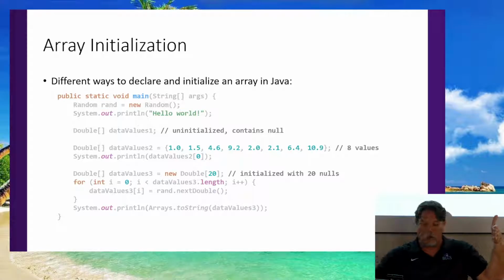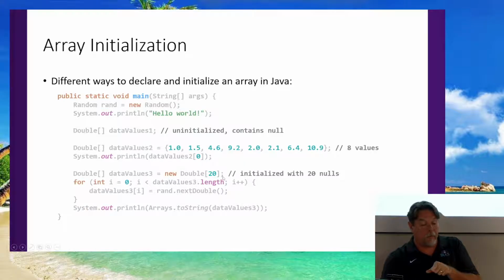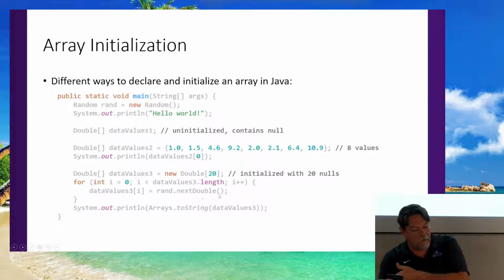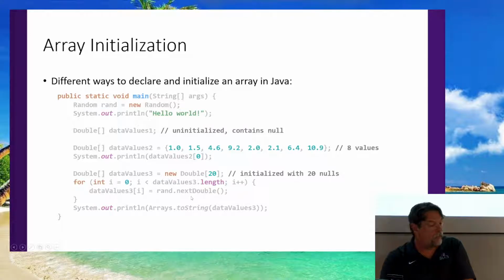It's not null anymore. Data values 1 is equal to null. Data values 3 is equal to the memory address of a continuous block of memory someplace. But in that block of memory, all 20, 0 through 19 of those doubles are set to null at this point because they haven't been initialized with anything. Okay? So then this for loop goes through and initializes them, and now they're all set to random doubles. So just 3 different ways of doing a similar thing and getting different results accordingly.